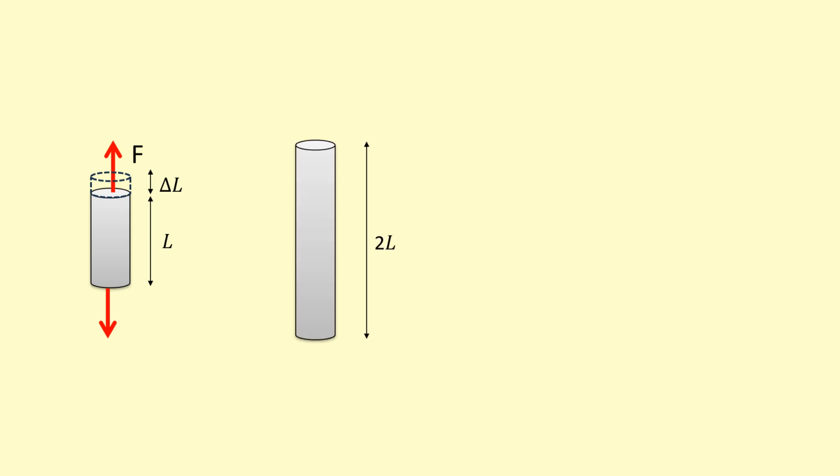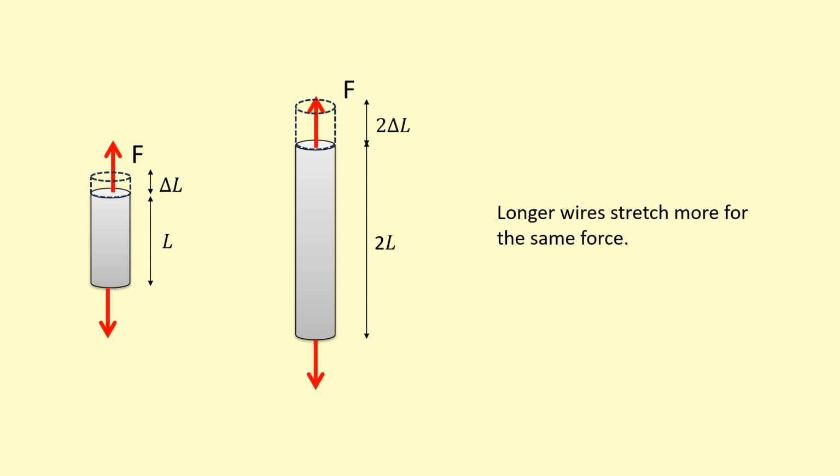Here I have a wire of length L. I'm going to apply a force F to it, and this is going to cause it to extend by delta L. Now I have the same material wire, with the same cross-section area as well, but it's got twice the length. And when I apply the force F to it, this one's actually going to extend by 2 delta L. You can think of each L section as receiving the same force and therefore extending by delta L, so total extension is 2 delta L. So the longer the wire, the bigger it stretches for the same force.